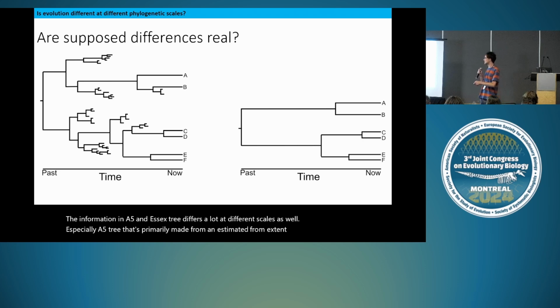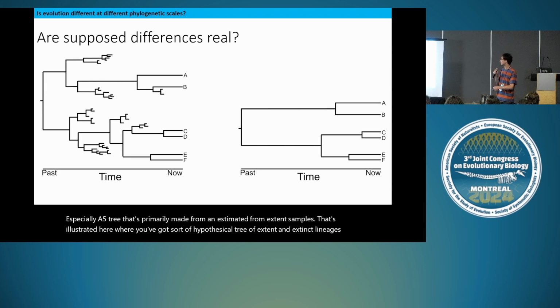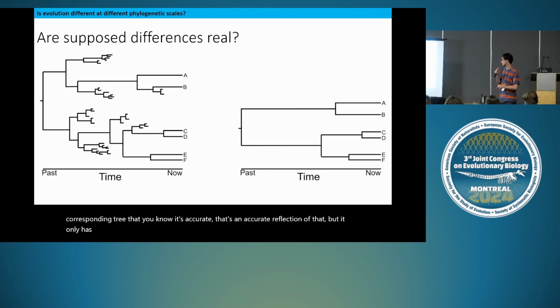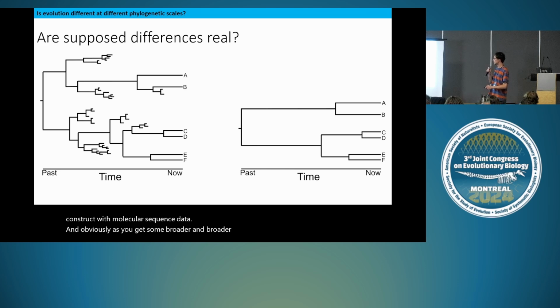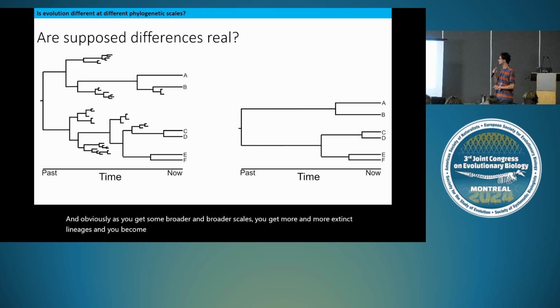That's illustrated here, where you've got a hypothetical tree of extant and extinct lineages and a corresponding tree that's an accurate reflection of that, but only has the extant taxa, and it would be equivalent to something you would construct with molecular sequence data. And obviously, as you get to broader and broader scales, you get more and more extinct lineages, and you become increasingly tenuous, in an evolutionary sense, about what those deep branching events actually represent, and what their relationship is to evolutionary entities that have existed in the past.